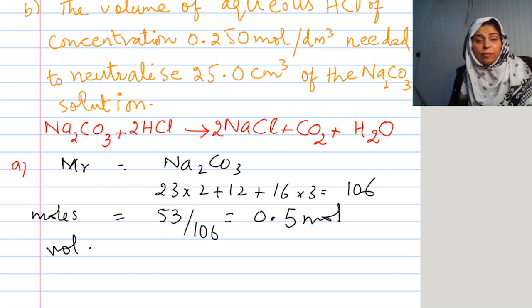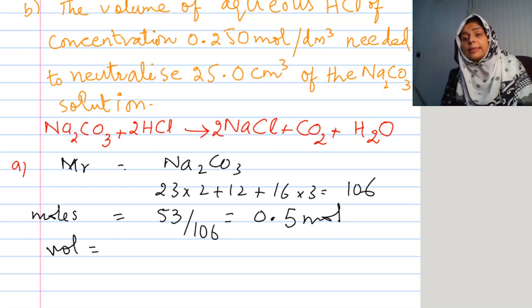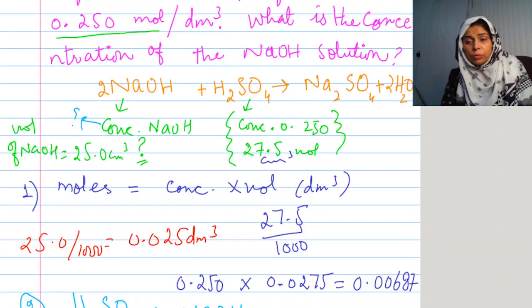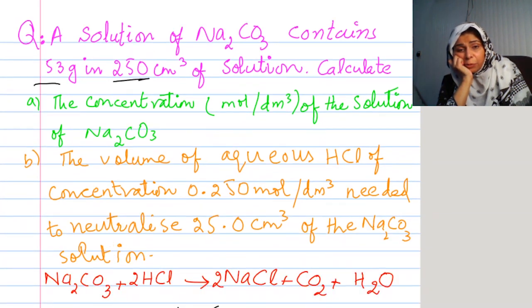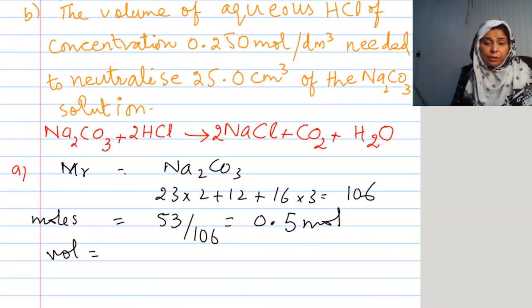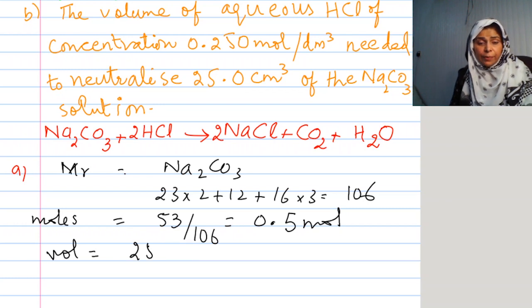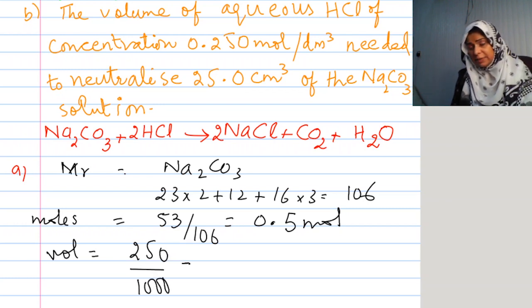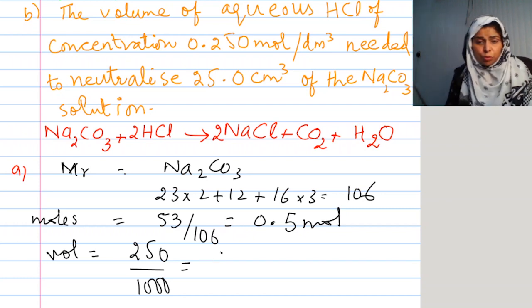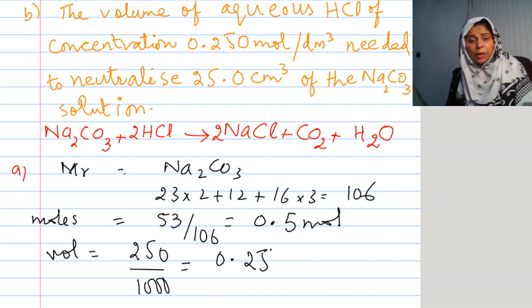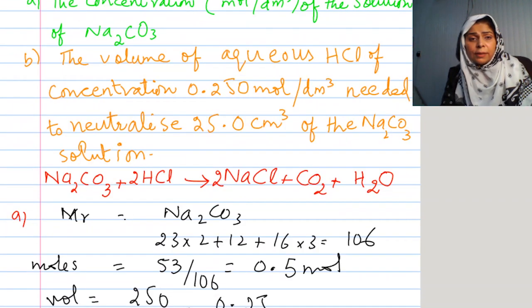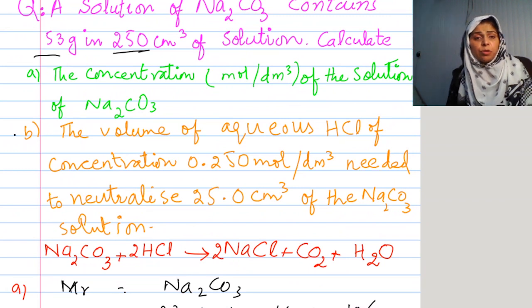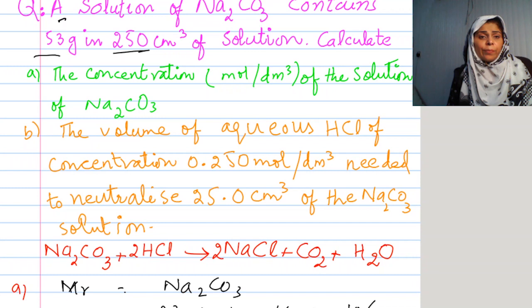The volume which we have, where the question is, we have 53 gram in 250 centimeter cube of volume. We will divide this 250 by 1000. Answer will be 0.25. Okay, first we have calculated the moles of Na2CO3 through this 53 gram. Then we converted the volume into decimeter cube.